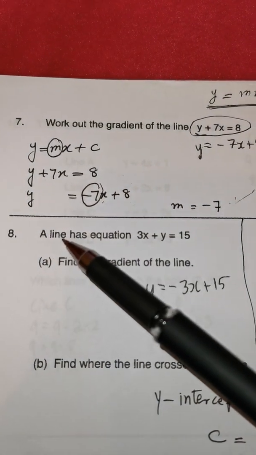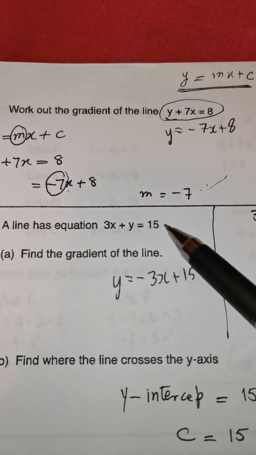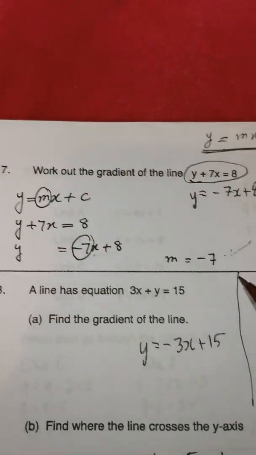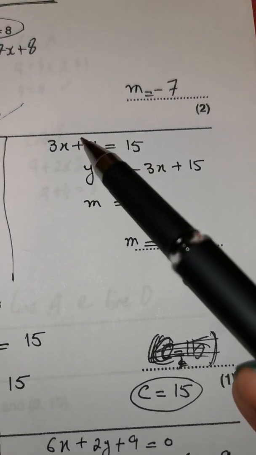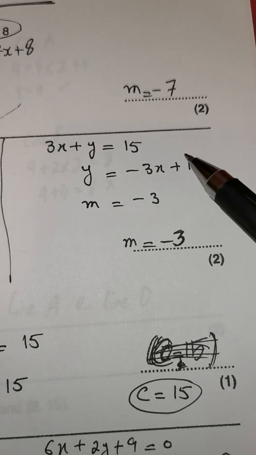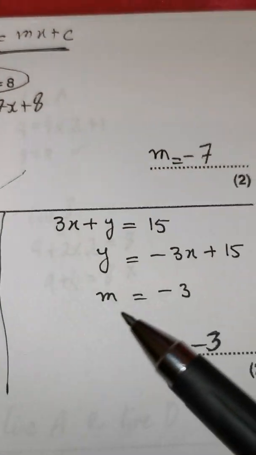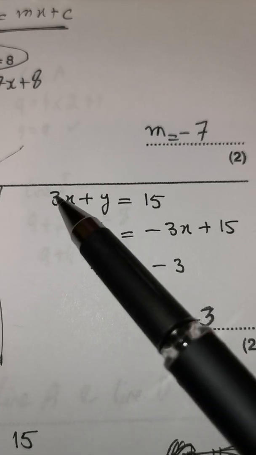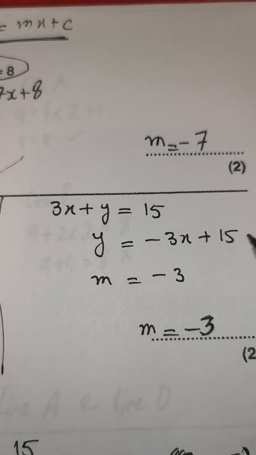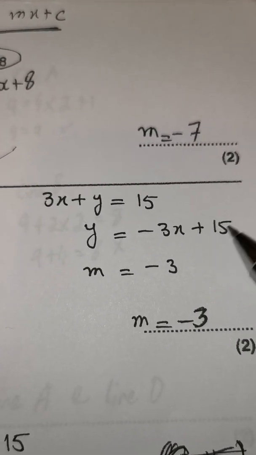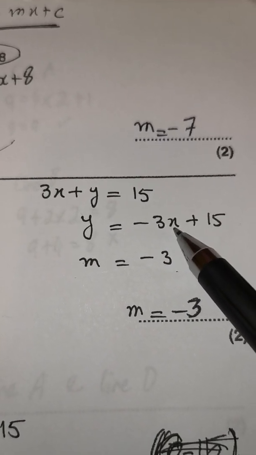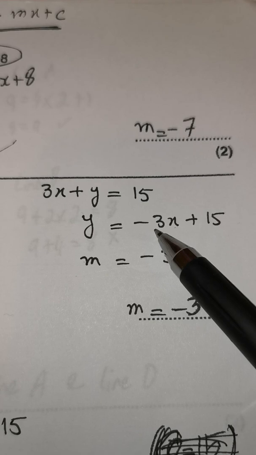The next question is, a line has equation 3x + y = 15. From this equation, how can we find the gradient of the line? I will do it like this, 3x + y = 15. I will take it to the form y = mx + c, right? For this I will take 3x to the right hand side, and it will become -3x + 15. So the slope will be -3, because whatever is multiplying by x will be our slope.